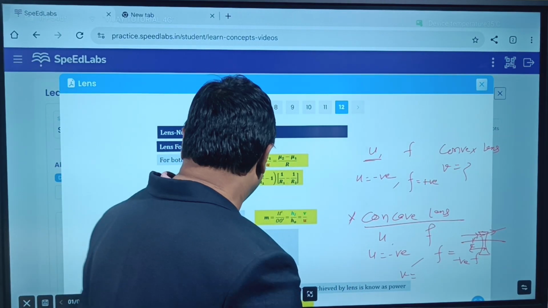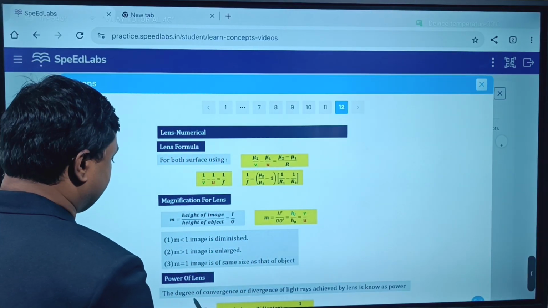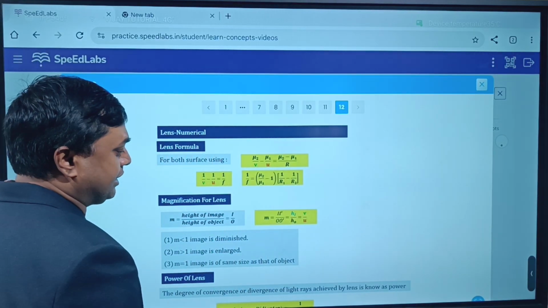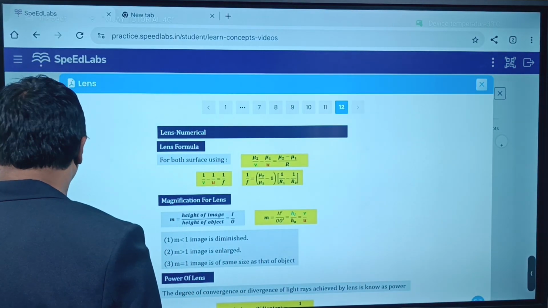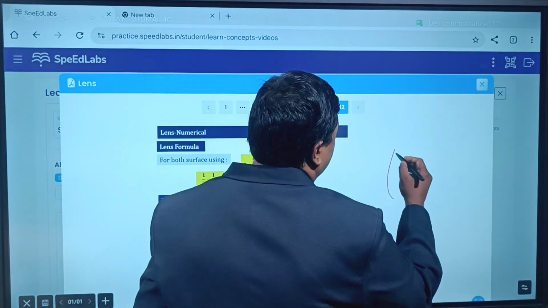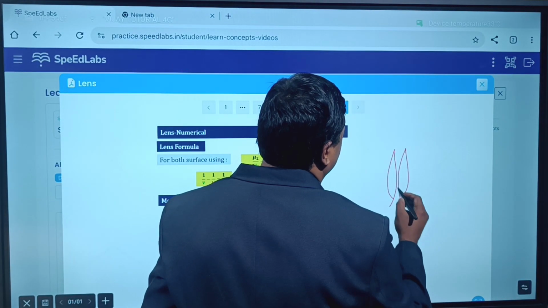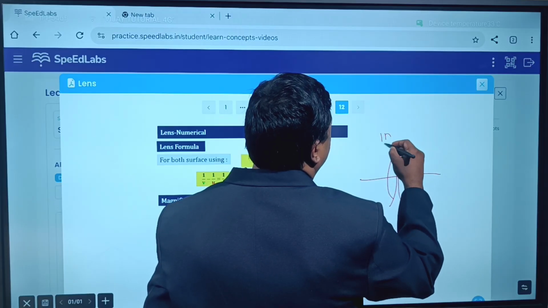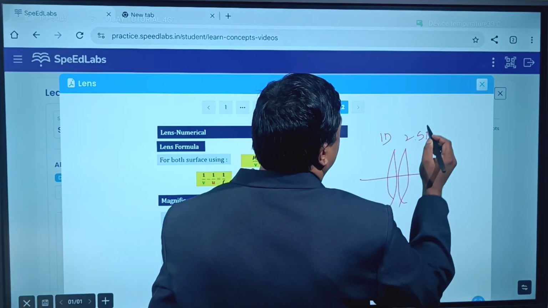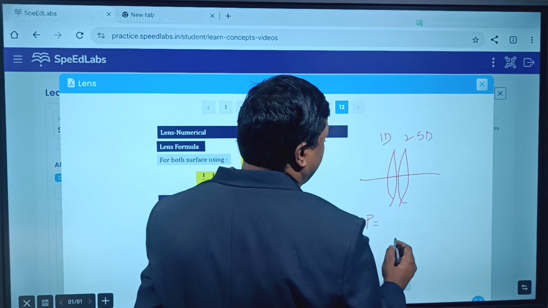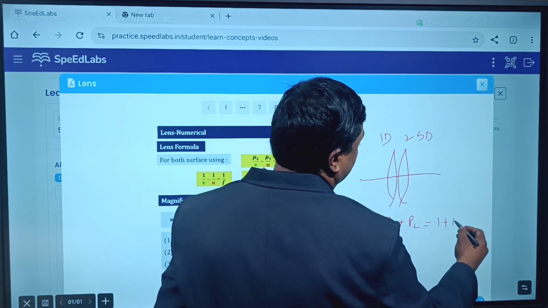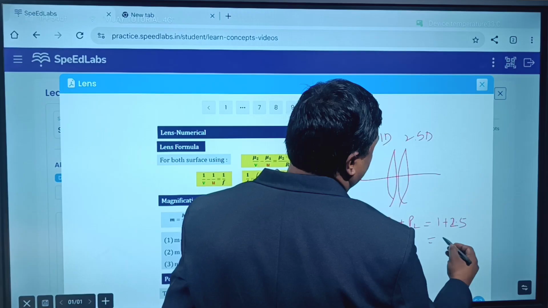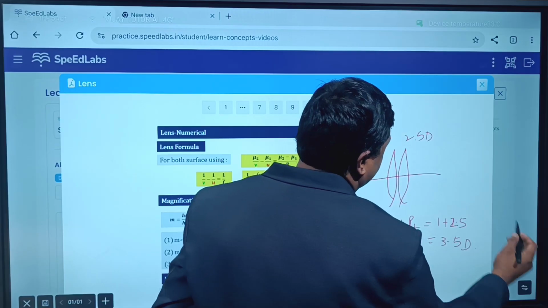Remember one thing, the degree of convergence or divergence of light rays achieved by the lens is known as the power of the lens. Suppose two lenses are joined. Suppose two convex lenses are joined. Let's say the power of one is 1 diopter and the other is 2.5 diopter. So what is the effective power? P total is equal to what? P1 plus P2. So 1 plus 2.5, that is equal to 3.5 diopter.